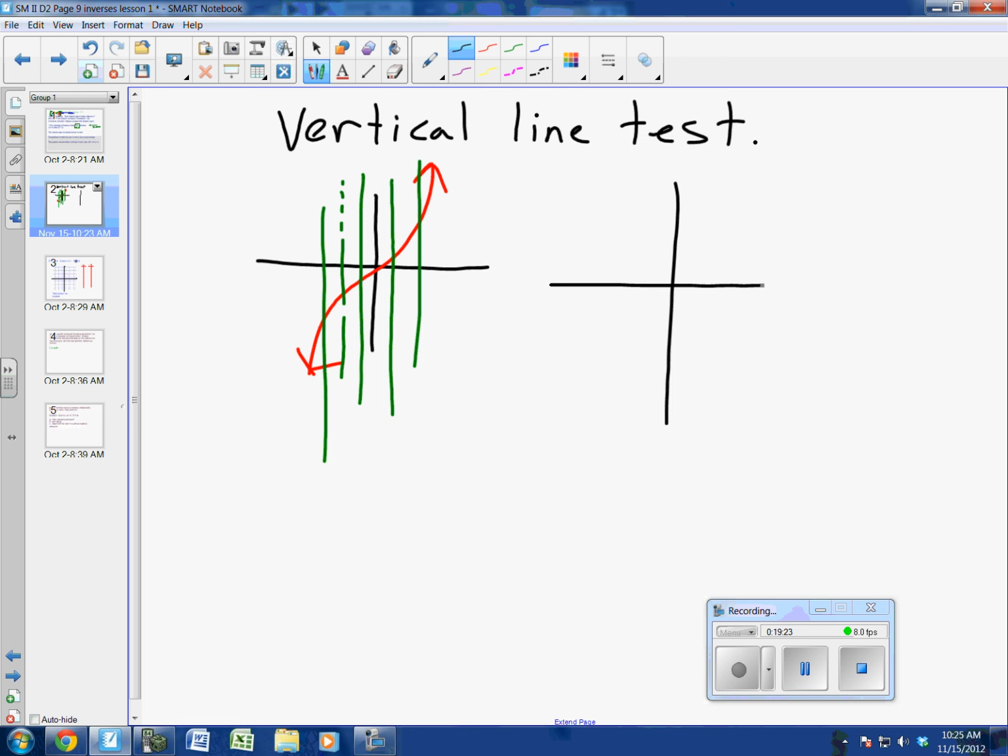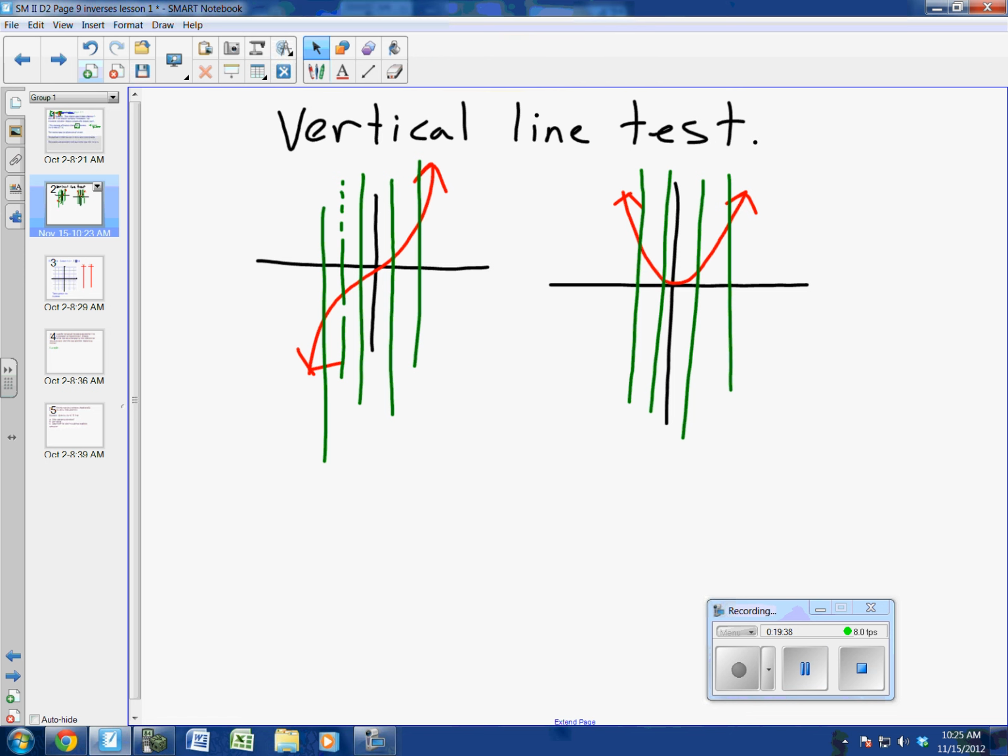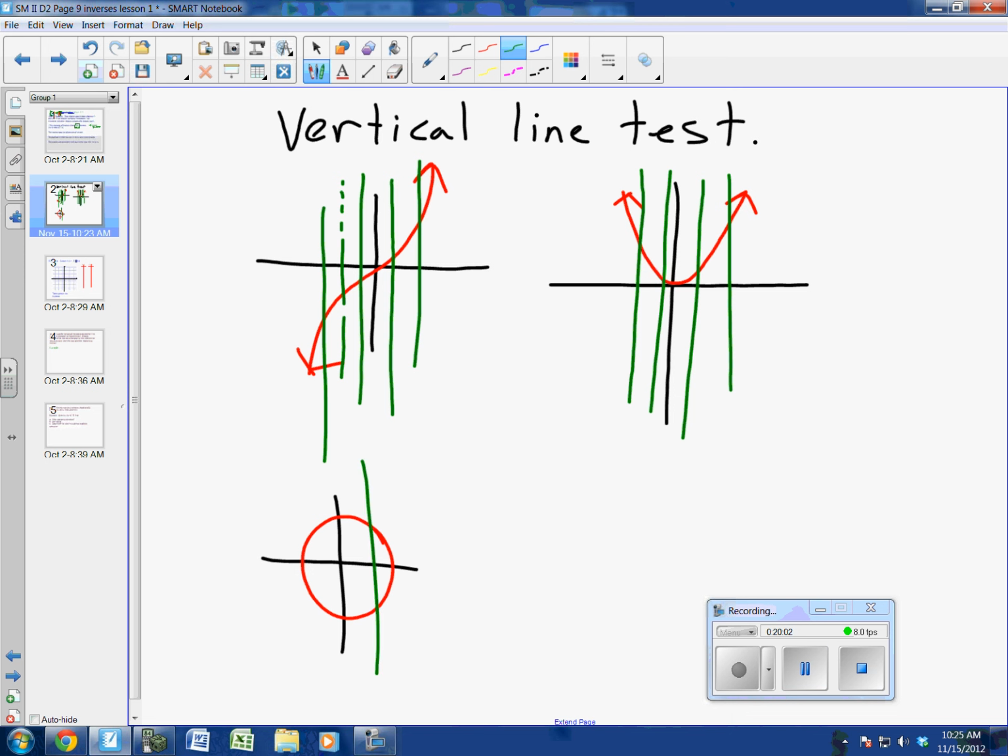Is a parabola a function? Yeah, any vertical line you put through it passes the vertical line test. So any relation that a vertical line will only go through once is a function. Give me some examples that are not functions. How about a circle? A circle is not a function, right? Because if you put a vertical line through it, it can cross through it more than once, twice.